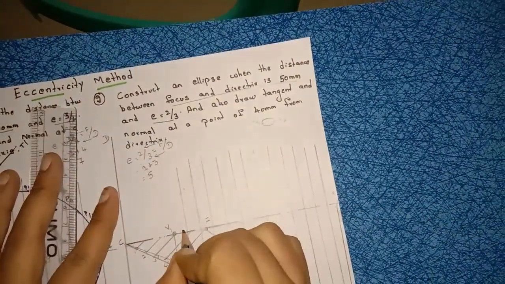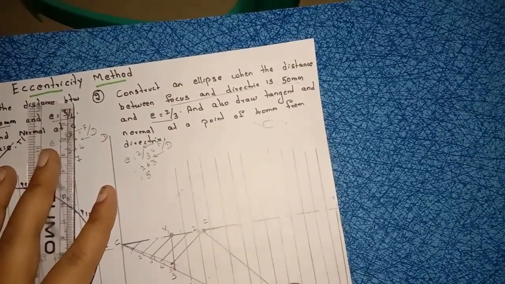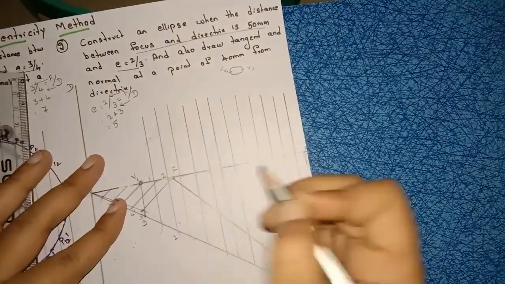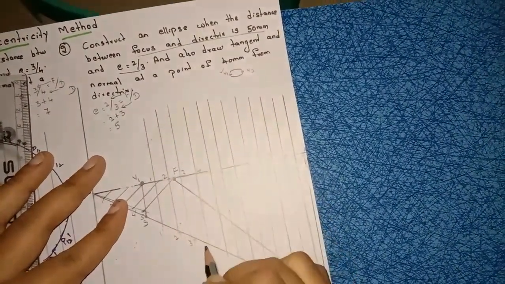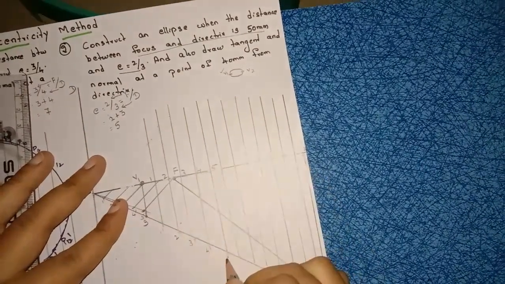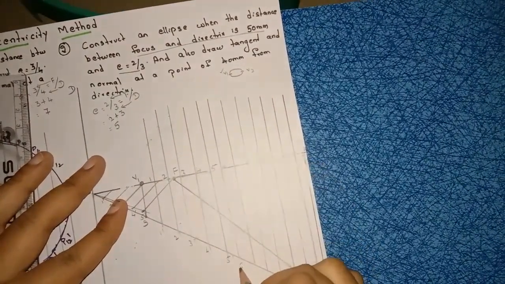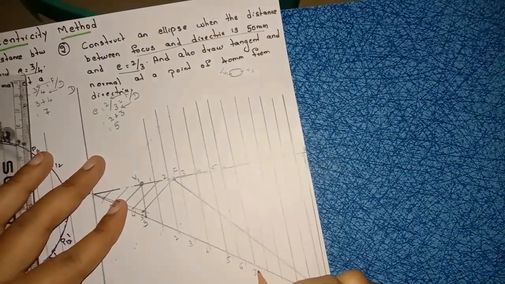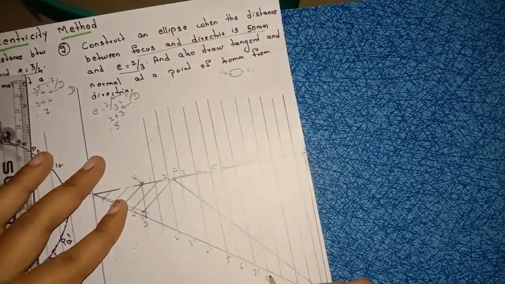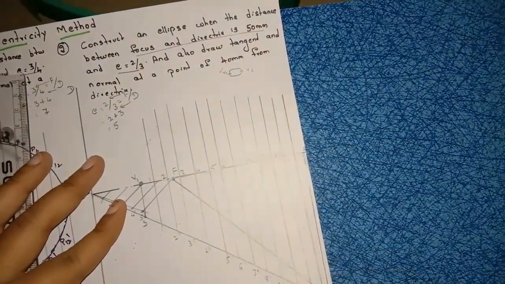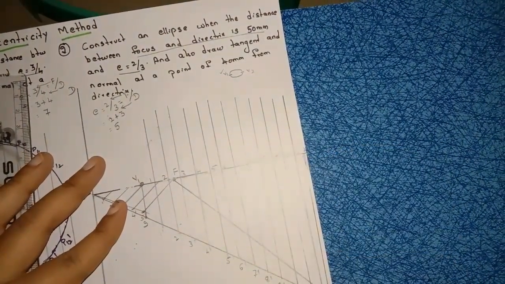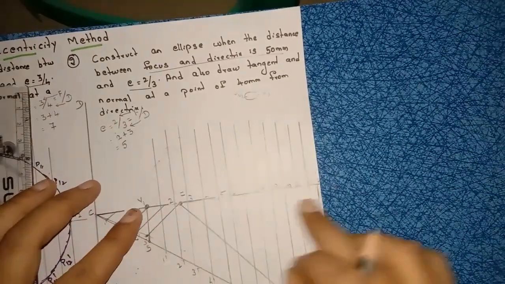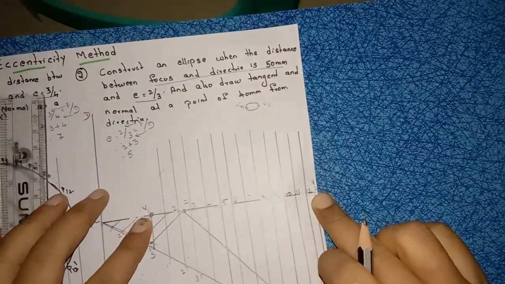Right, so name it as here 1, 1 dash, 2, 2 dash, 3, 3 dash, 4, 4 dash, 5, 5 dash, 6, 6 dash, 7, 7 dash, 8, 8 dash, 9, 9 dash, 10, 10 dash, 11, 11 dash, 12, and here 12 dash. Right? See, from V1 to V2 I got here 10.5 distance.